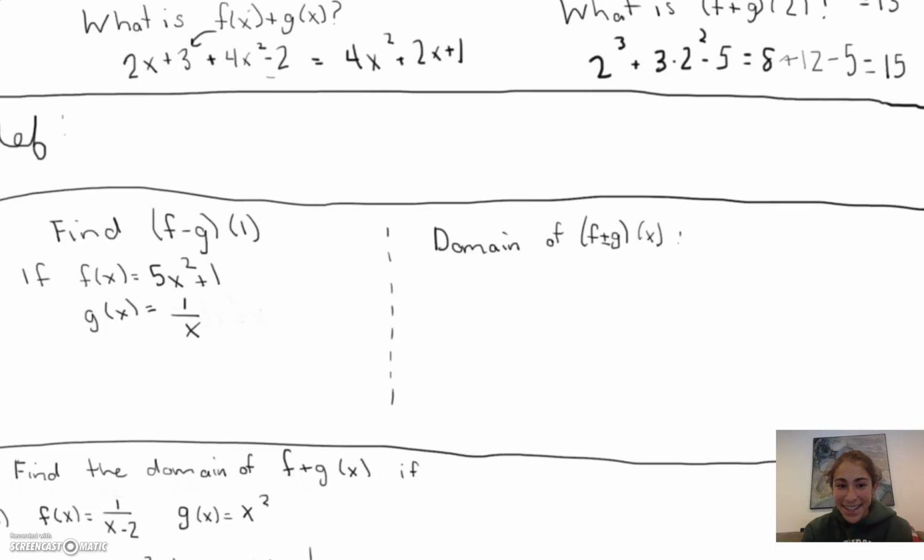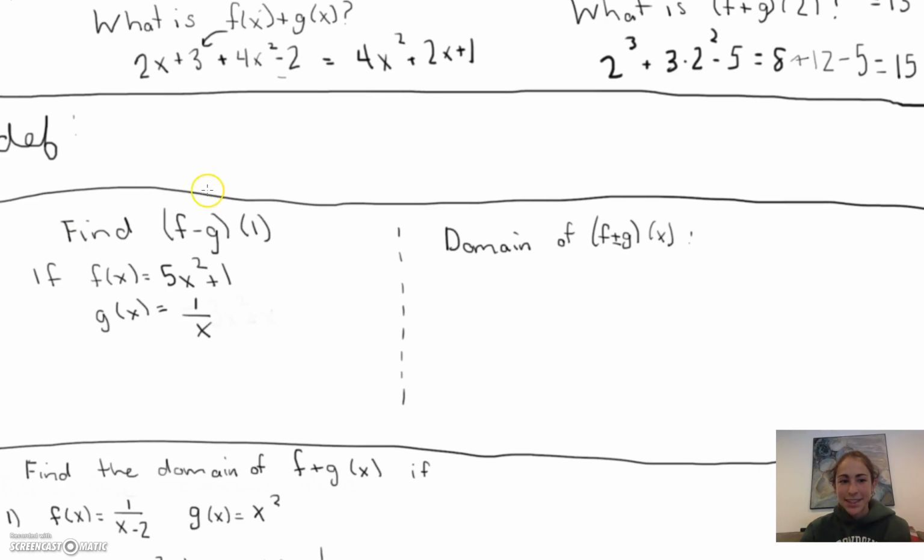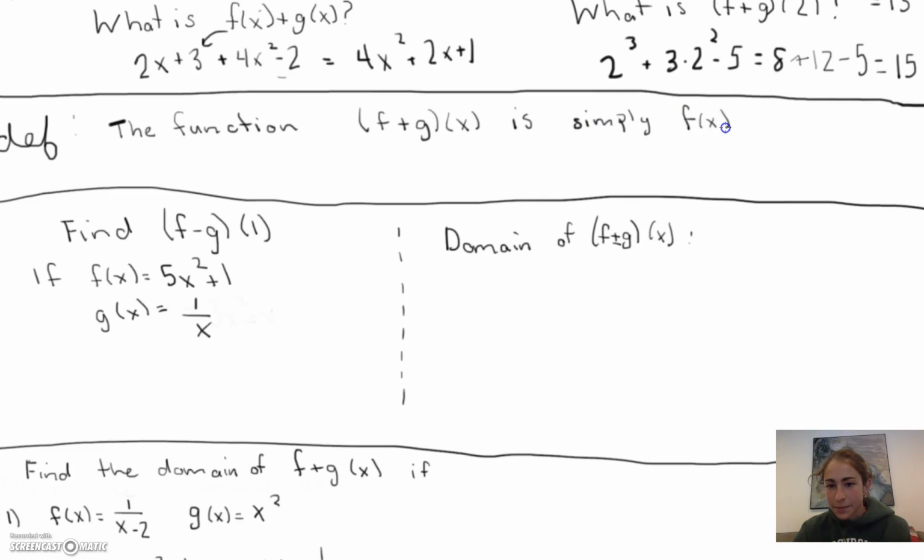So now let's make a definition. This seems easy. That's because it is. Don't worry. If you're thinking that this is easy, you should. It's not hard. So the function f plus g of x, it's a new function, is simply f of x plus g of x. All we do is we add the two functions together and we get a brand new function. We just give it a name, f plus g of x.